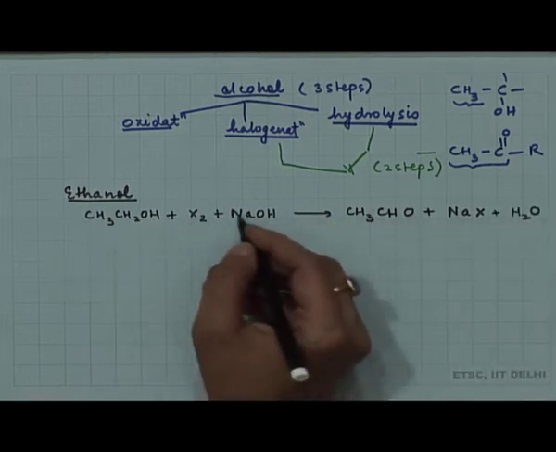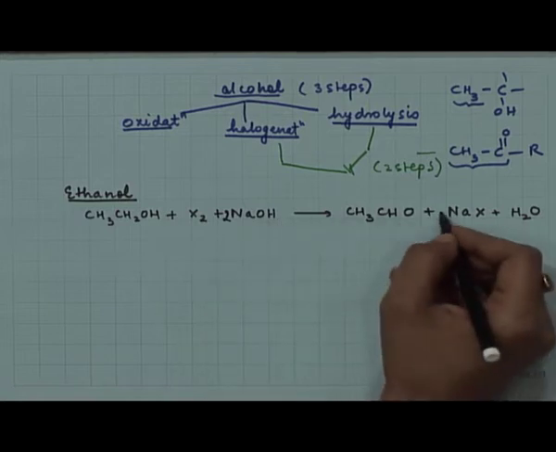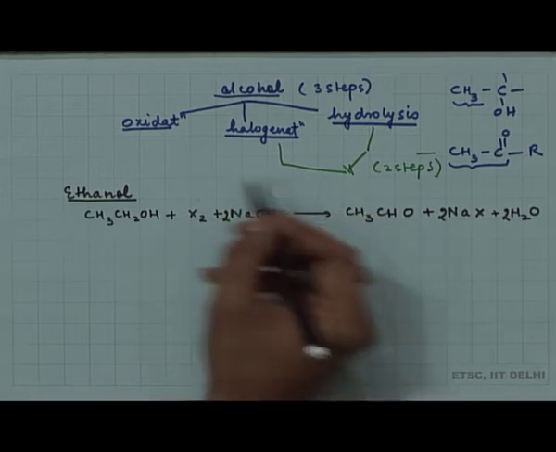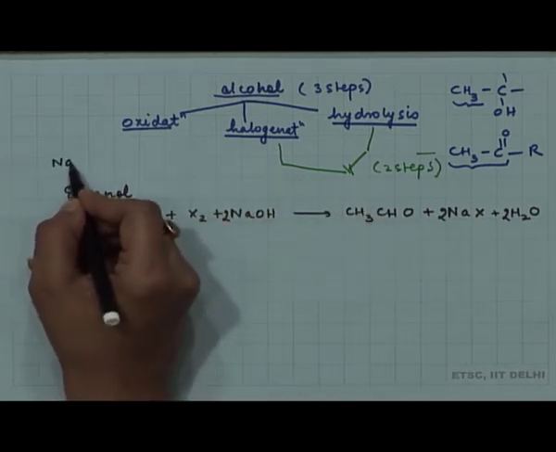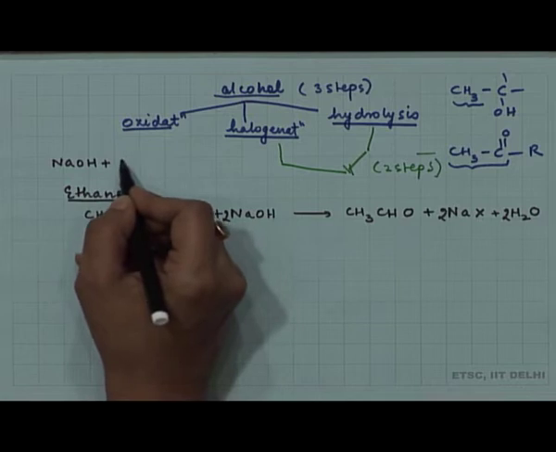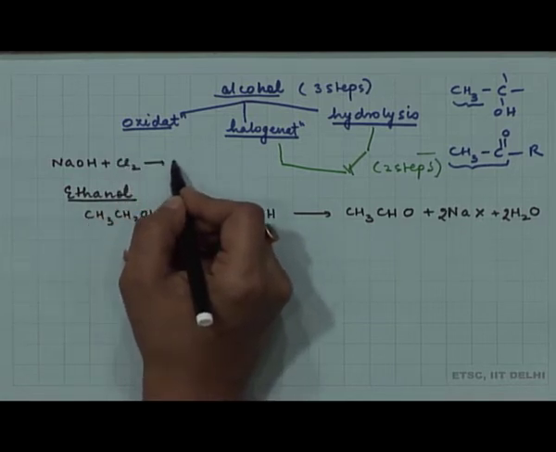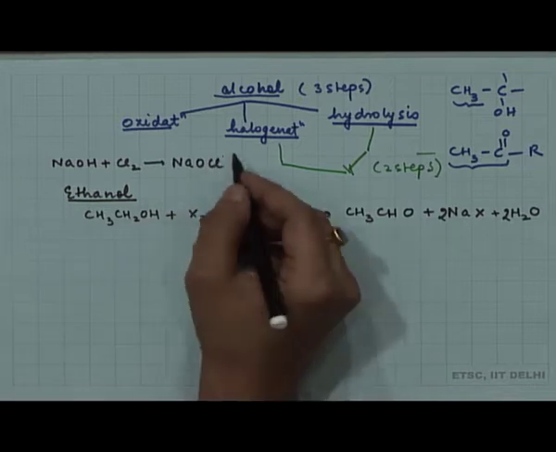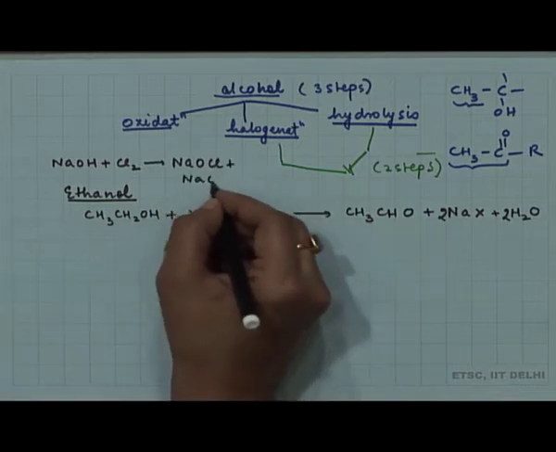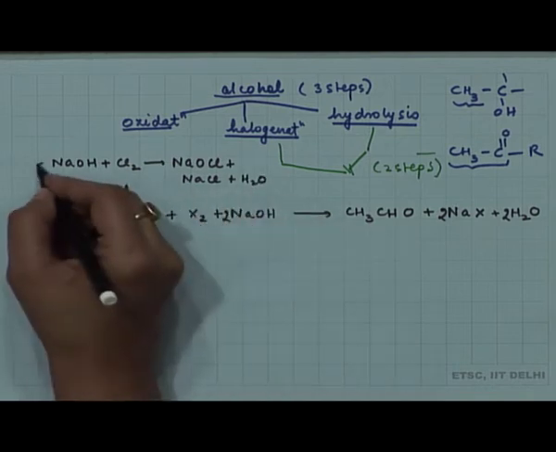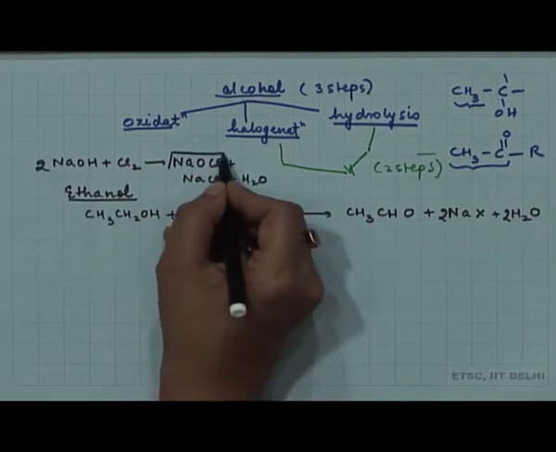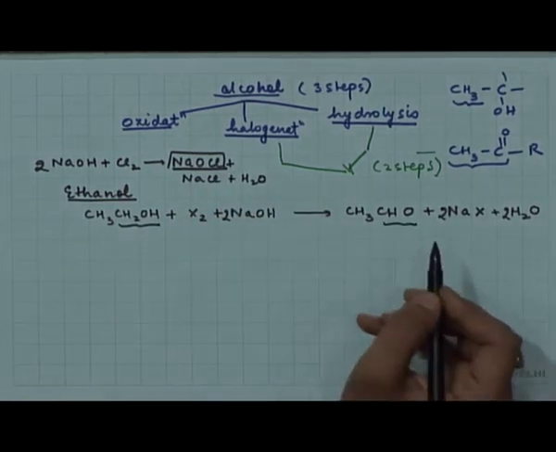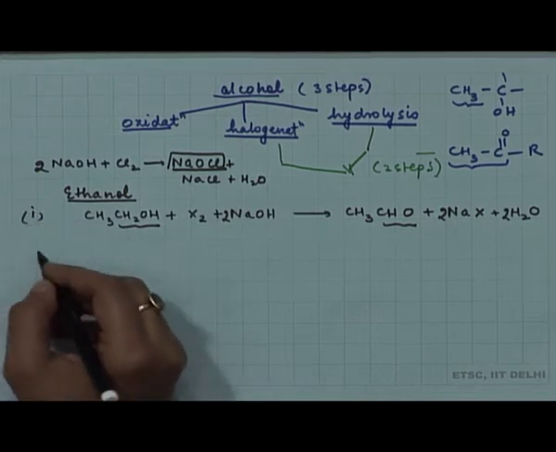So, if you balance this, you require 2 moles of NaOH to give you 2 moles of NaX and 2 moles of water. So, essentially what is happening initially is that your NaOH and your halogen, let us say it is a chlorine, it is providing you the corresponding hypochlorite. So, it is a sodium hypochlorite and NaCl and water. This is essentially what is happening, and this is the oxidizing agent which is actually responsible for oxidizing the alcohol to the aldehyde. This is the first step, which is the oxidation.